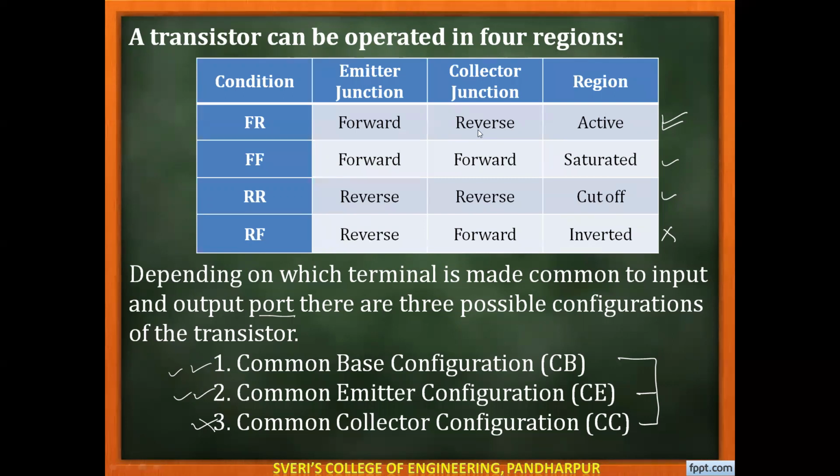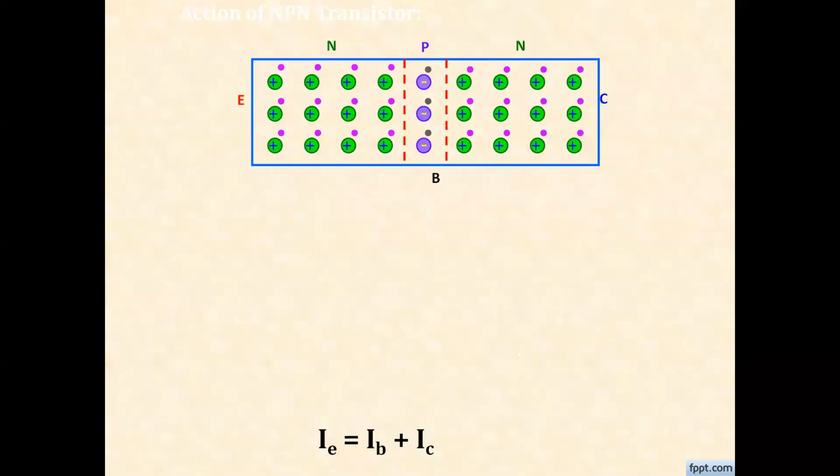As you know, the transistor has three terminals: emitter, base, and collector. Based on that, there are three configurations of the transistor: common base configuration, common emitter configuration, and common collector configuration. Today we are going to discuss them one by one in detail, and we will discuss the input-output characteristics of the transistor. Before that, let's discuss the action of a transistor, how it actually works when it is connected in a practical circuit.